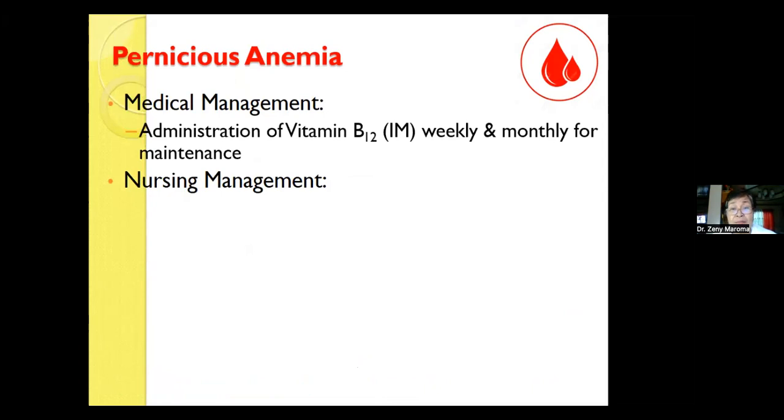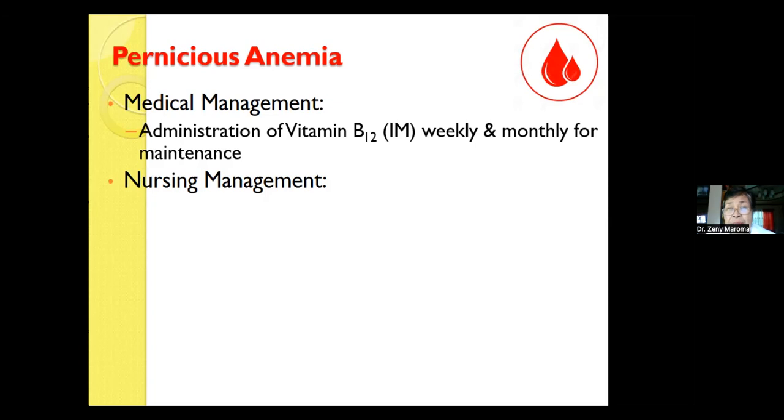Administration of vitamin B12 IM weekly and monthly maintenance. How is it? Vitamin B12, Neurobion, a pink solution, is given IM every day for 1 week. Every day, 1 week. Then, weekly for 1 month. And then, monthly intervals. For how long? Lifetime. As long as they live.